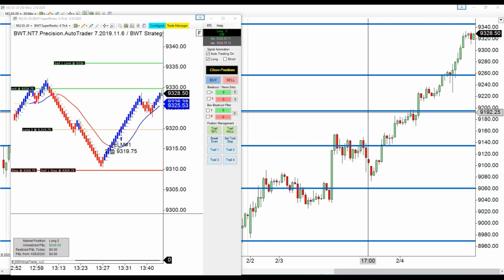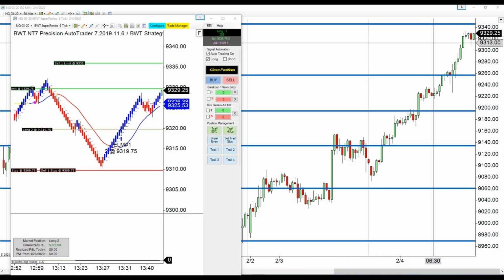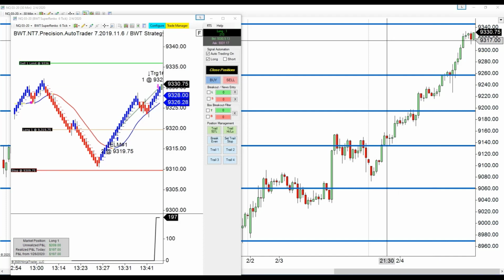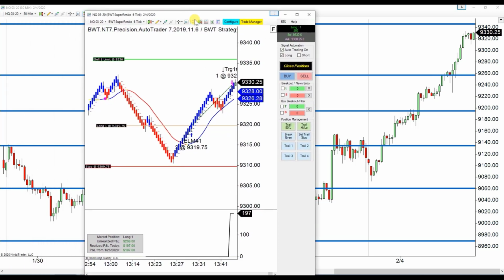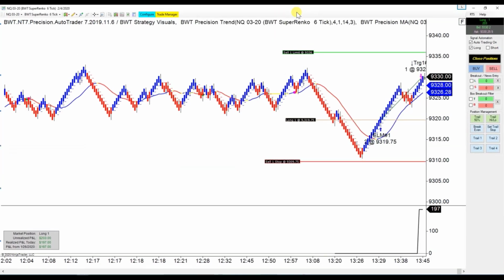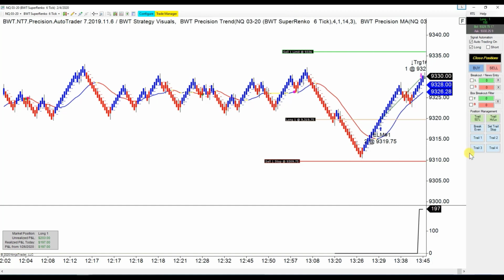And sometimes, for example, if they break the 46 and start continuously trading above it, I will have to see what is over it. Oh, it looks like there was a first target hit on a Super Renko 6. Hitting first target, let's go break even, just in case.